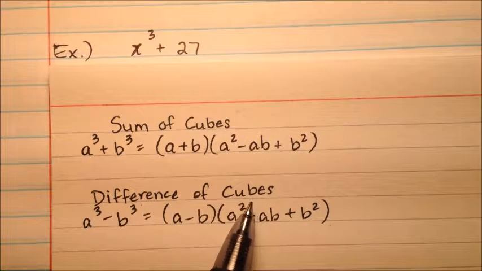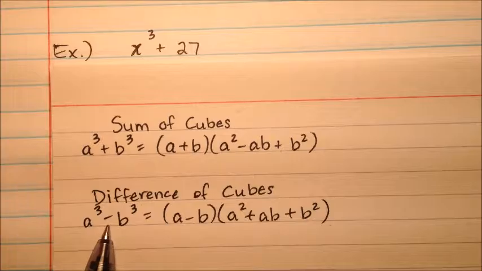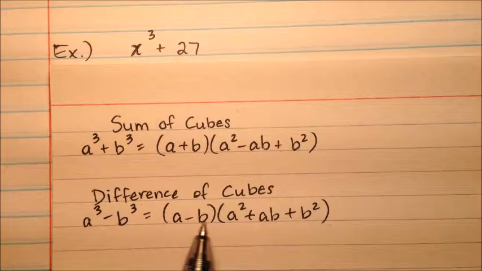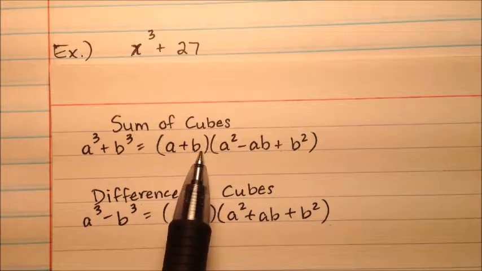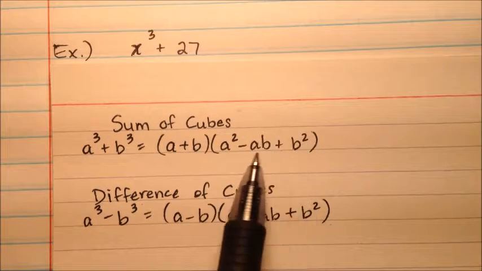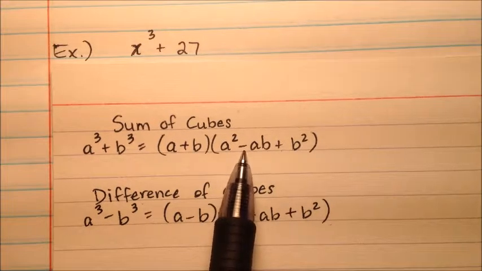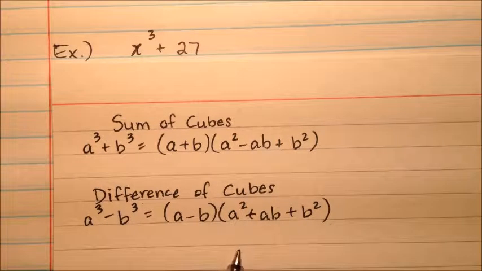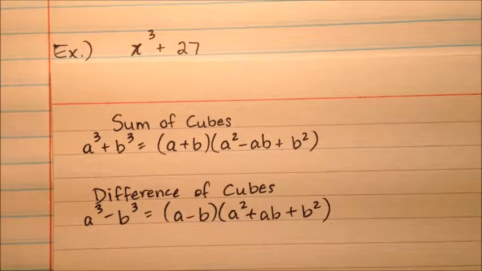The difference of cubes has the minus sign instead of a plus sign, so you'll notice the only differences in the formula are, instead of a plus b at the beginning, we'll have a minus b, and in our second quantity, instead of the middle term being minus, it'll be plus. So the formulas are pretty close to one another, but they are just formulas, so we're going to find our a value and a b value, and plug stuff in.